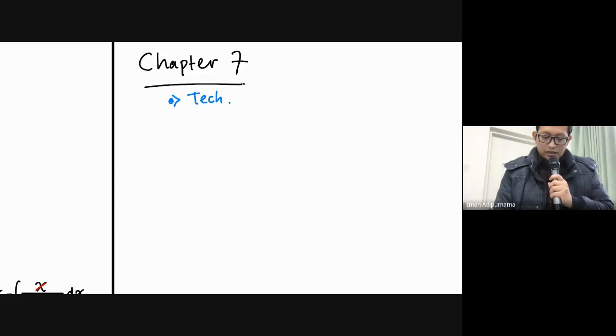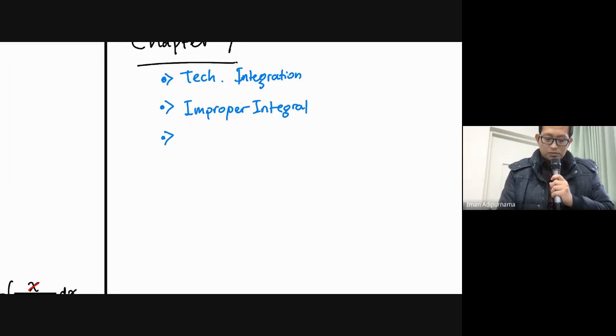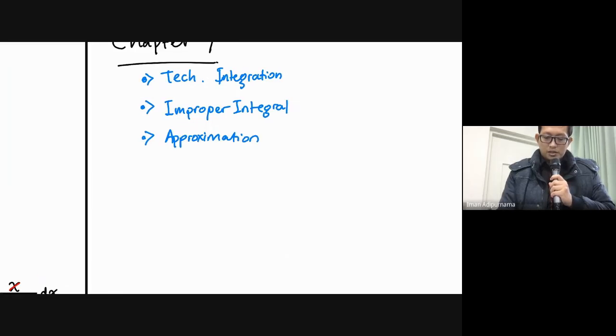The first will be the techniques of integration. The second part is improper integral. And the last part will be the approximations. But for approximations, we will see if we can make it or not. If not, then I will skip the approximation.